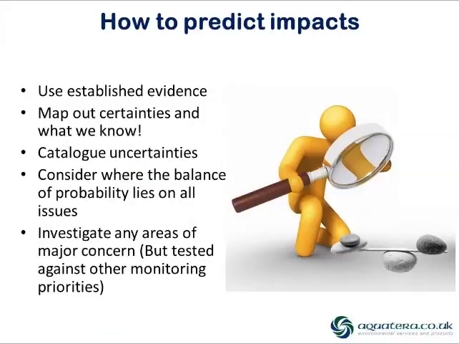So in terms of predicting impacts, we need to use the established evidence about noise levels. We need to map out the certainties of what we know. And what we know most about is the levels of noise that are coming from the machines we're putting in the water. We certainly need to catalog uncertainties, but we don't need to go and answer all of those uncertainties now.